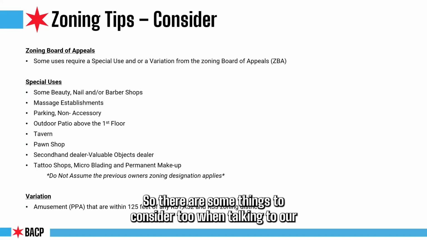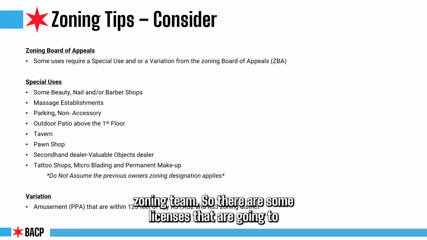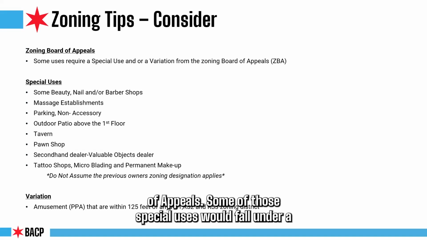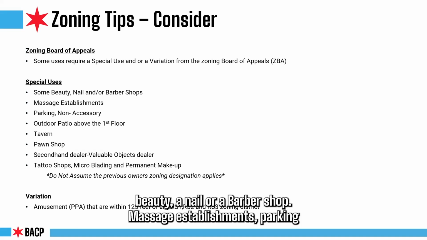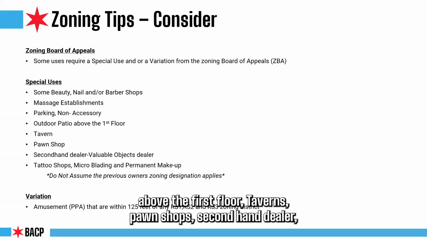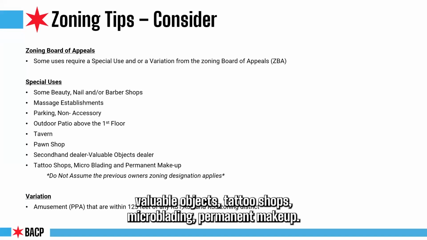So there are some things to consider too when talking to our zoning team. There are some licenses that are going to require a special use or a variation from the Zoning Board of Appeals. Some of those special uses would fall under a beauty, a nail, or a barbershop, massage establishments, parking for non-accessory parking lots, outdoor patios that are located above the first floor, taverns, pawn shops, secondhand dealer valuable objects, tattoo shops, microblading, permanent makeup.